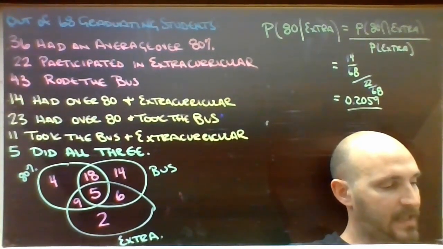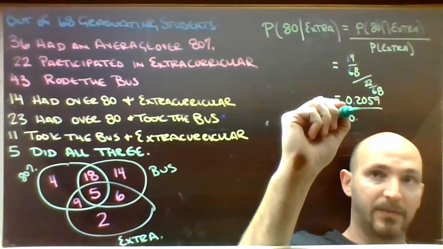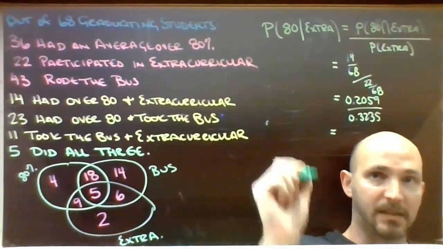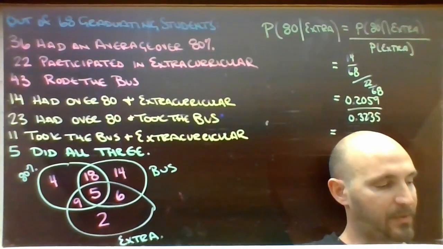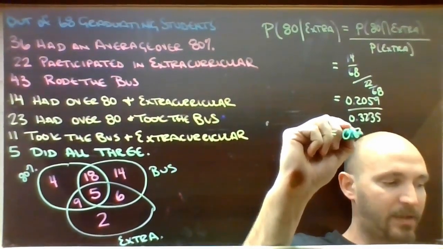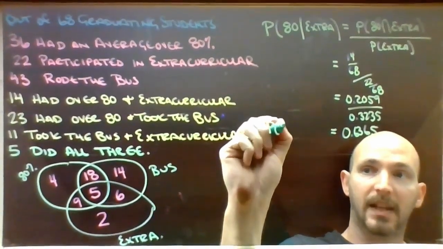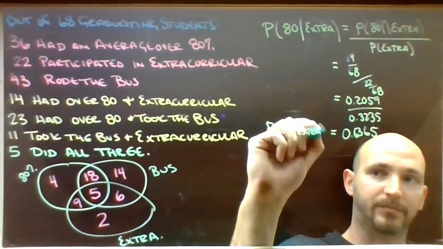22 out of 68 is 0.3235, which gives us 0.2059 divided by 0.3235, which is 0.6365. That's the probability of getting an 80 given you were in extracurricular activities.